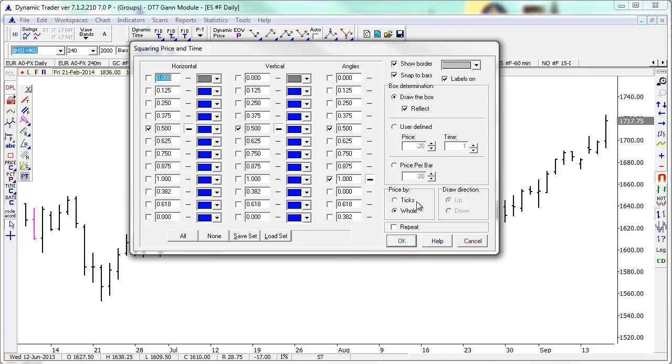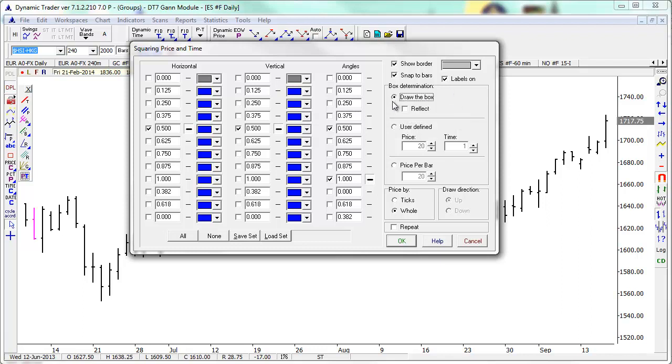And then we can measure that price by ticks or by whole numbers. And when we choose a user define, then we choose whether we're going to draw that box up or we're going to draw it down. So these are just different ways of determining what is the price-time ratios you want for the box. So we have every possible way, depending on what you're used to doing and what market you have, to define the ratios that are within that box.